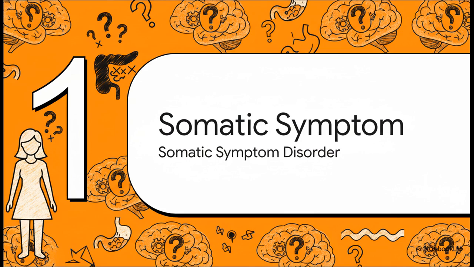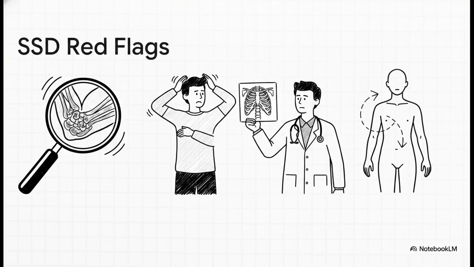Right, let's jump straight into Section 1, somatic symptom disorder, commonly referred to as SSD. Clinically, SSD has a prevalence of about 5 to 7%, and we see it notably more often in women. The core feature here is an absolute fixation on an undetected disease. So when should you suspect it? Look for a few specific clinical red flags.